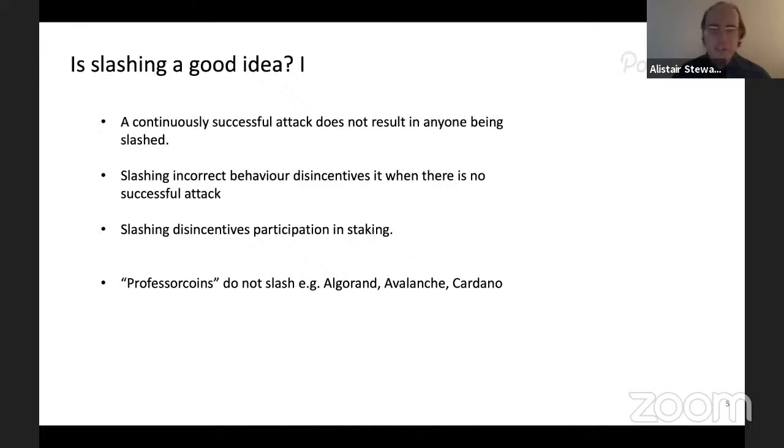And if we're arguing that the more stakers involved, the more secure our system is against attack, then there's an argument to be made that maybe the system is more secure if we don't have slashing. And actually, as a result, there are systems out there that don't slash. These are typically, oddly enough, the professor coins, the academically originated projects like Algorand, Avalanche, Cardano.